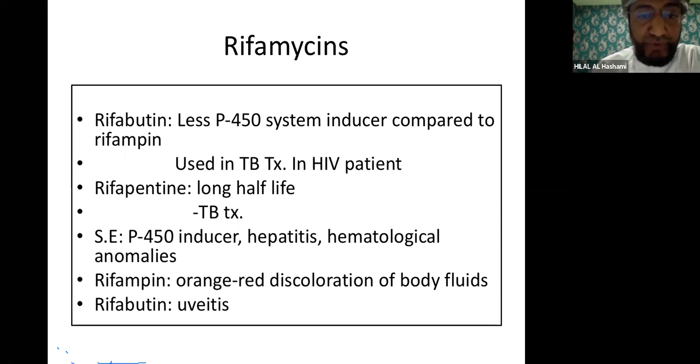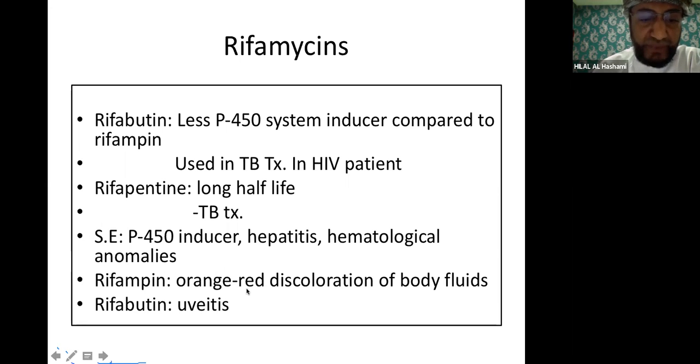Rifabutin is a less potent cytochrome P450 system inducer compared with rifampin. We said it's used for the treatment of TB, especially in HIV. Rifapentine is one of the newest of them. It has a long half-life and is used to treat TB, and in adults rifapentine is used for the treatment of latent TB every week for 12 weeks.